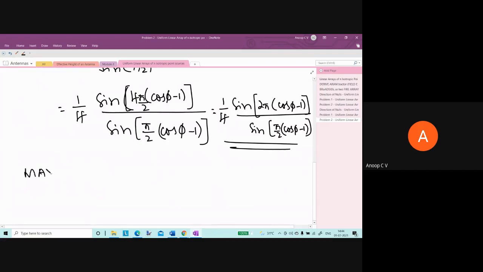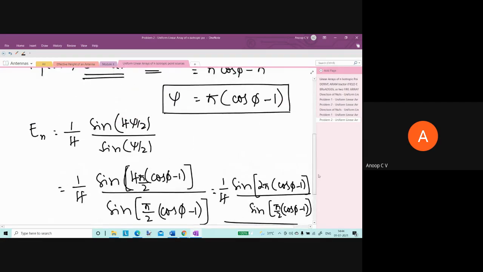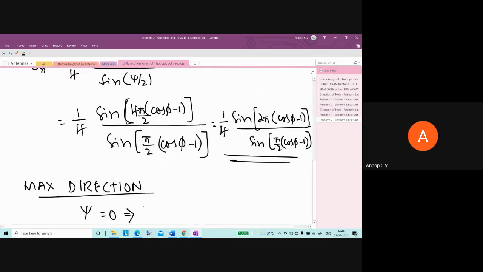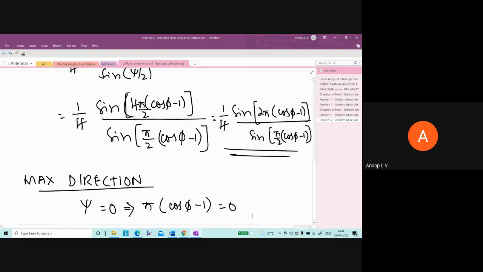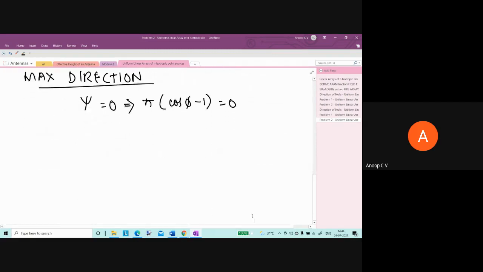Then maxima direction, we actually don't have to find out. Why? Because in the question itself it is given, it is end fire. Anyhow, we can find the maxima direction. That is psi equal to 0, which implies what is psi? Psi is pi times cos phi minus 1. So which means pi times cos phi minus 1 is equal to 0. This is the case for psi.